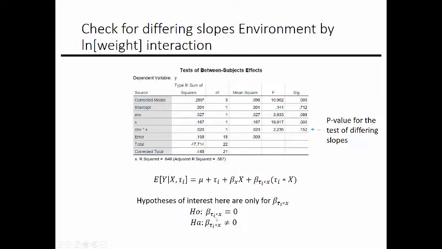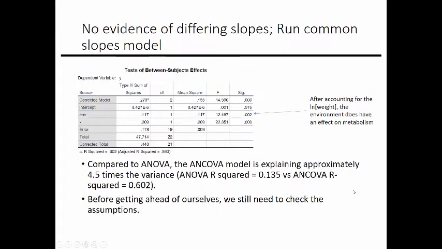So the hypothesis that I'm testing when I do this is, is there some effect of taking into account environment by my covariate value? My null is that that effect doesn't exist, and my alternative is that it does exist. And since my 0.152 is three times greater than my significance level, I'm going to say I fail to reject the null hypothesis. There's no evidence that these are different. So I can take this term now out of my model and go back to my simple model.